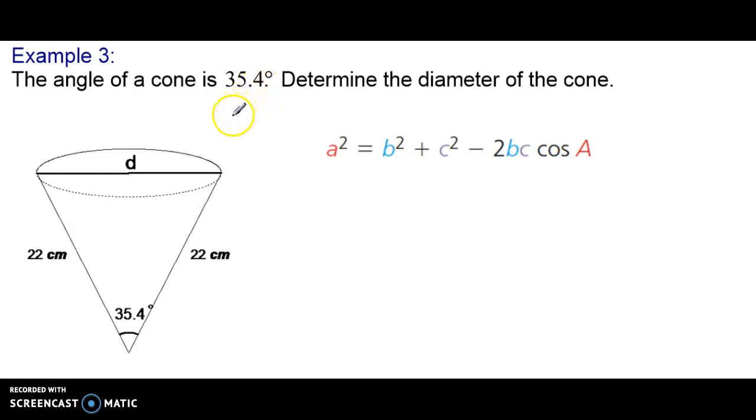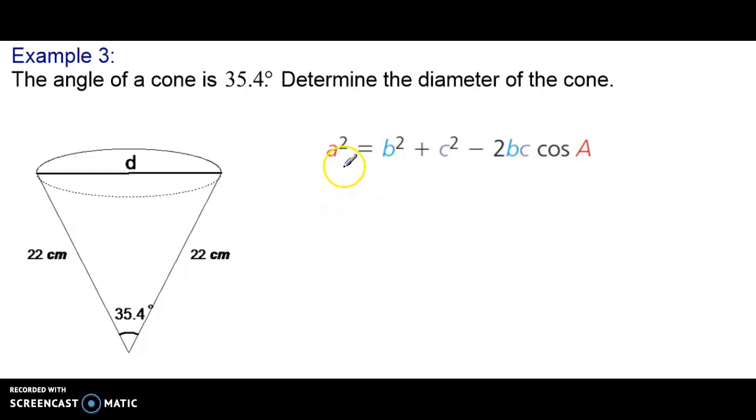So this is example 3 of section 3.3, continuing with law of cosines. The question: the angle of a cone is 35.4 degrees. Determine the diameter of the cone. So even though this is talking about a three-dimensional object of a cone, the application here is still a triangle. We are looking for an unknown side, given two sides, and that angle between those two sides.